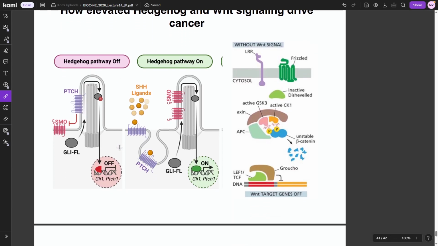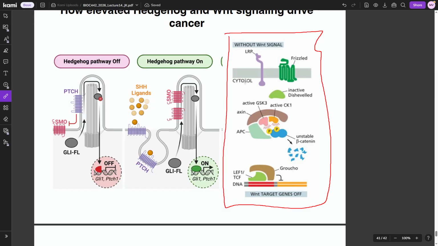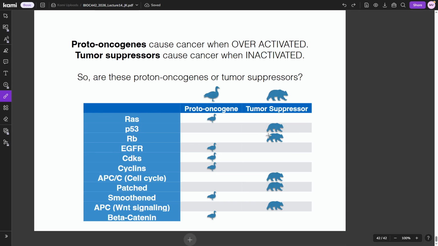Talked about hedgehog. Remember that patched is going to be a tumor suppressor, and smoothened is going to be a proto-oncogene, right? So smoothened promotes activation of this, and then patched stops it from doing that. And here is an image of Wnt signaling as well. Wnt, remember, is a proto-oncogene as well, and things like APC would be the tumor suppressors, right? And here's this nice little diagram again.